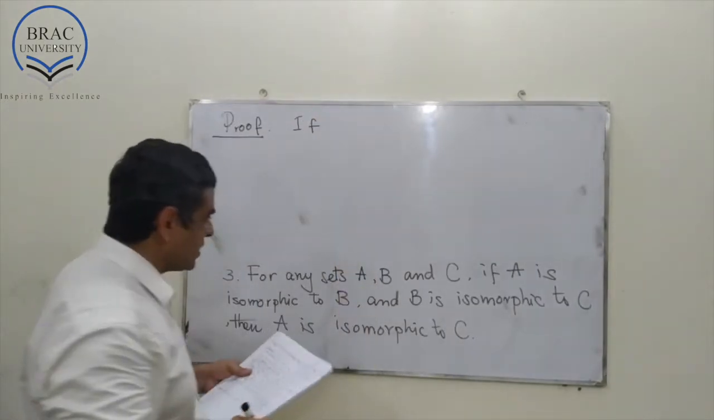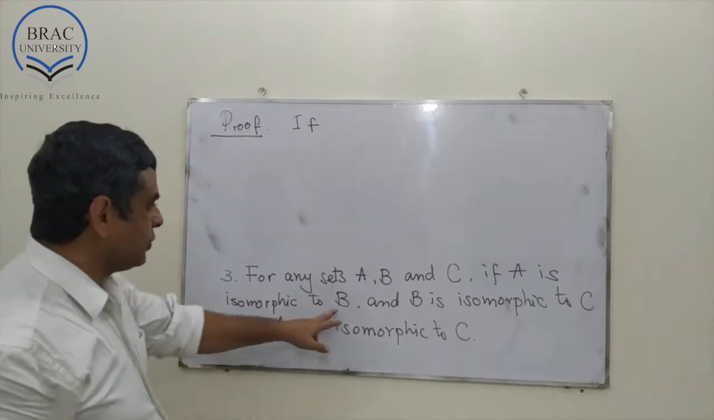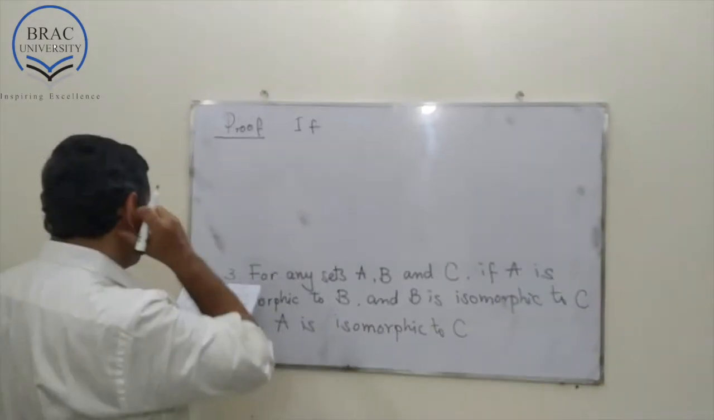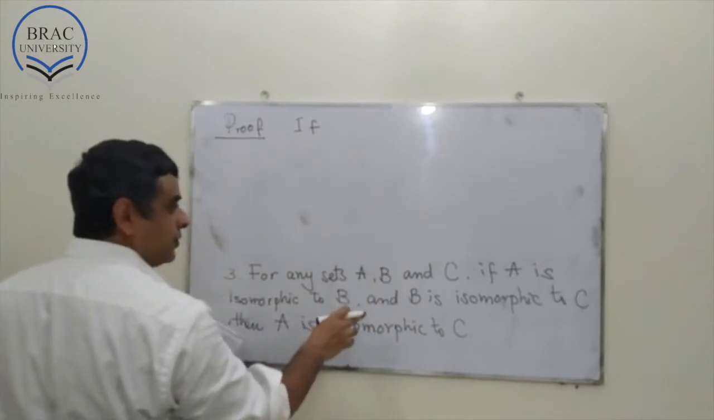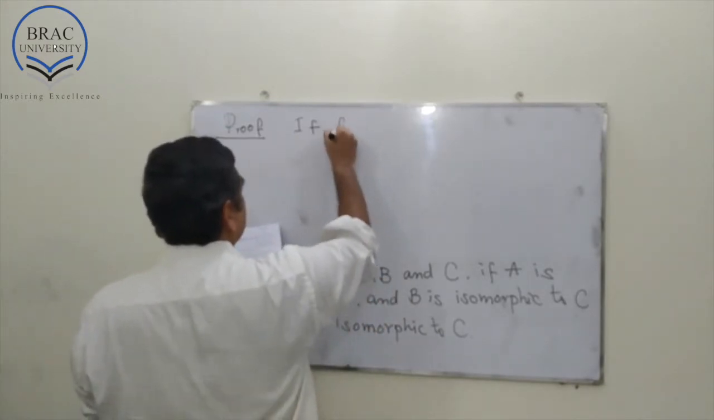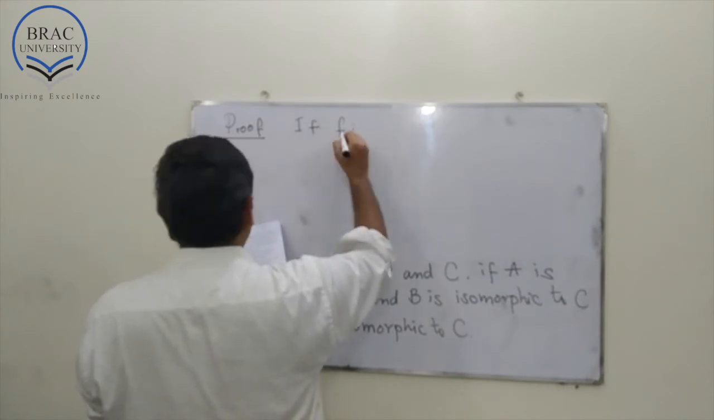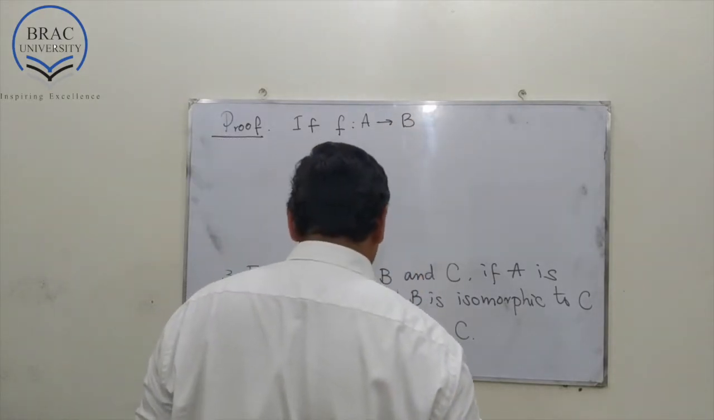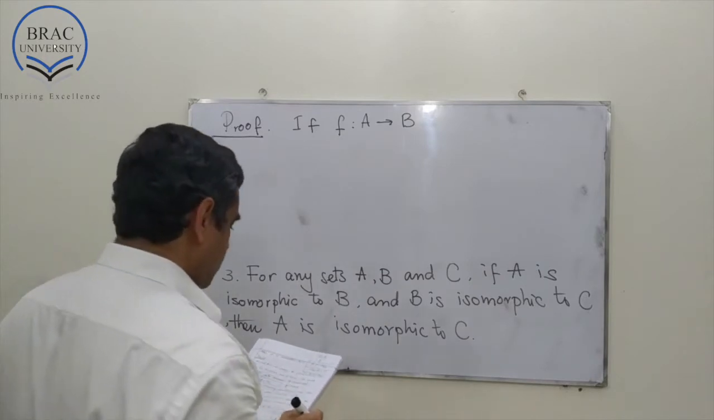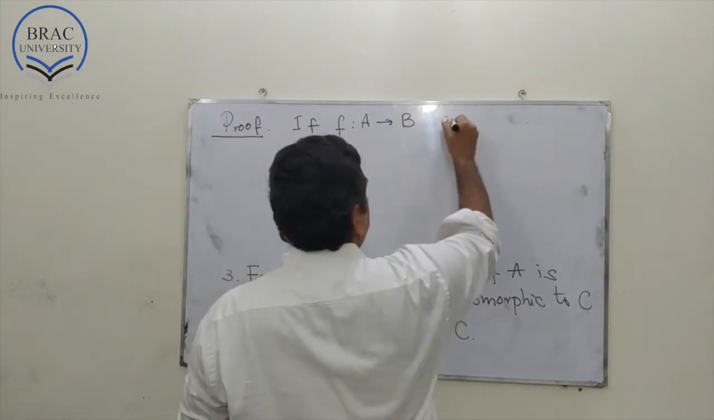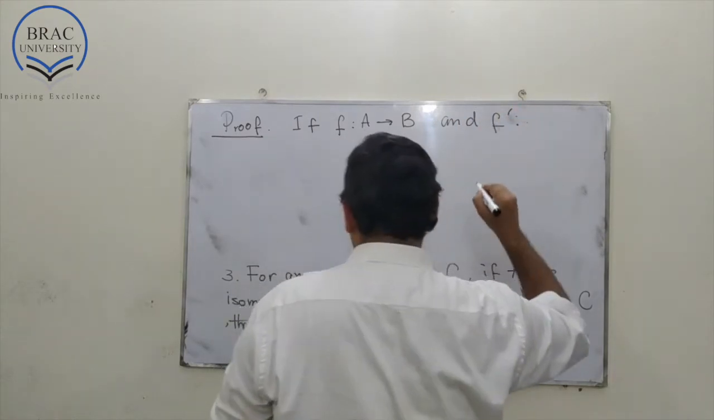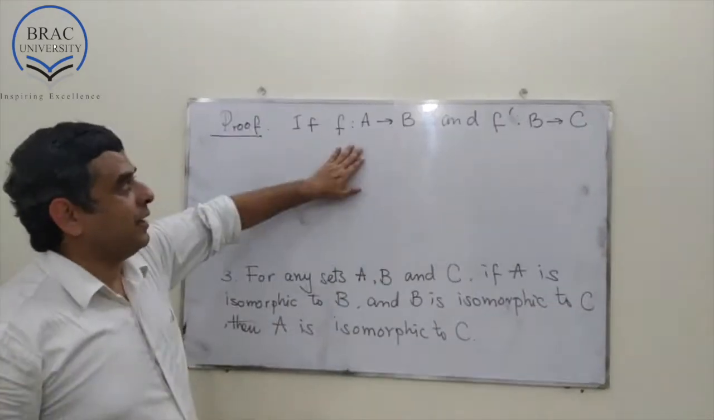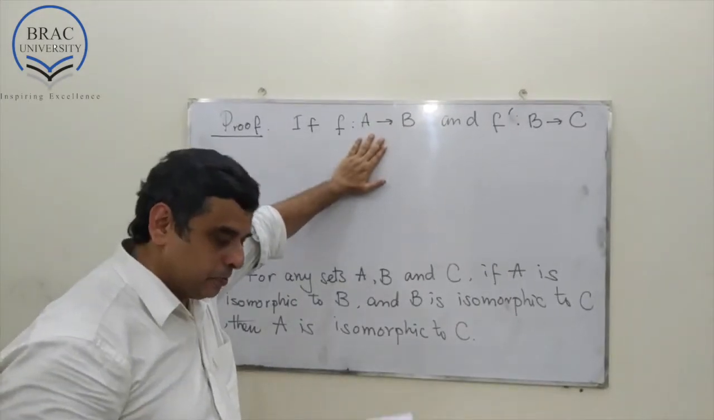So we are given information that A is isomorphic to B and B is isomorphic to C. Since A and B are isomorphic to each other, there exists an isomorphism, and we denote that isomorphism by F. And F prime is the isomorphism between B and C, and F is the isomorphism between A and B.